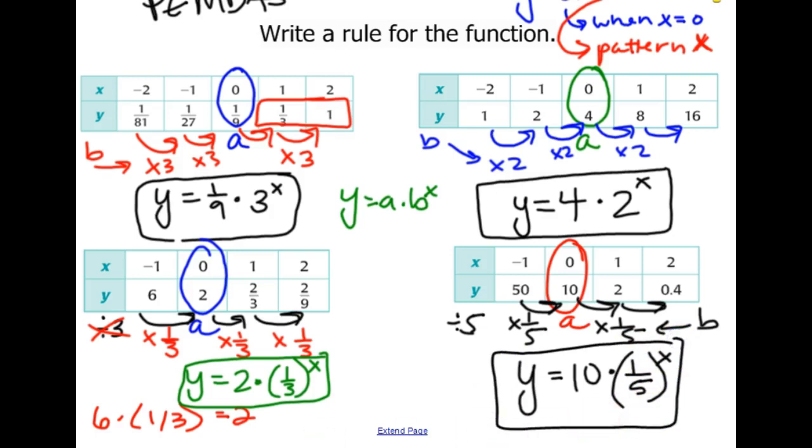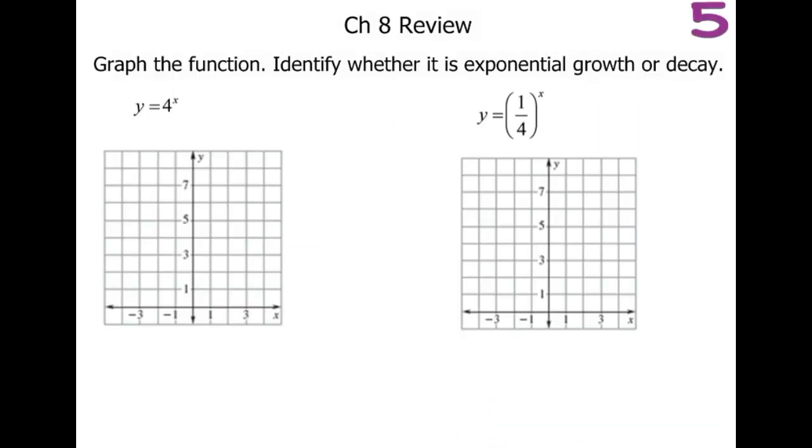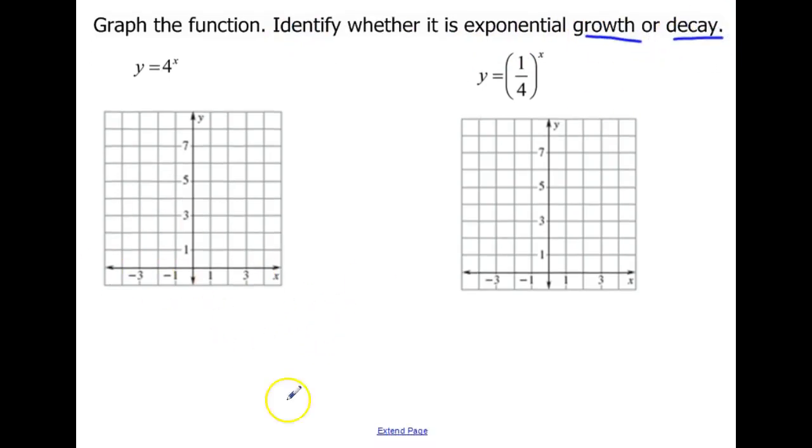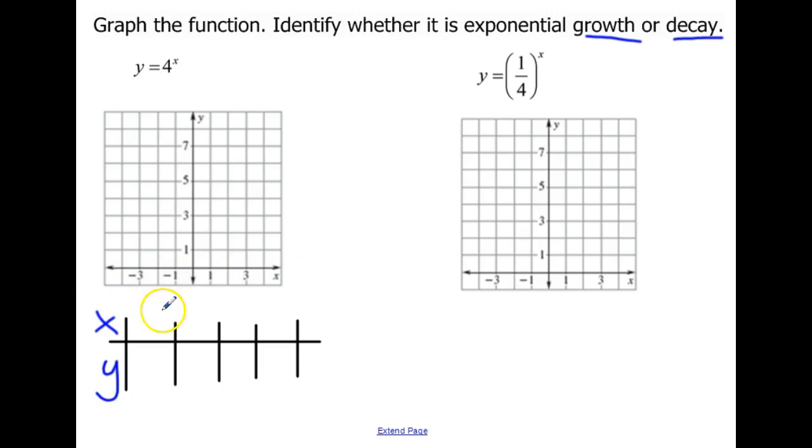If you have questions on those, please let me know. And then we had a couple where we have to graph. It says graph the function, identify whether it's exponential growth or exponential decay. So I'm going to make a table so that I can plot my points. So we know we're going to make an xy table. And we can plug in any number we want for x. However, it's easiest to plug in a couple negatives and a couple positives in order to plot my points. And then x, we're really plugging in right here for x.